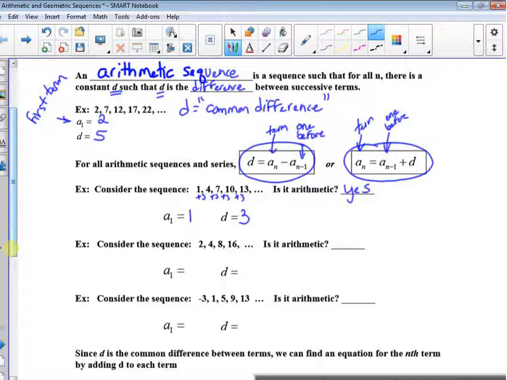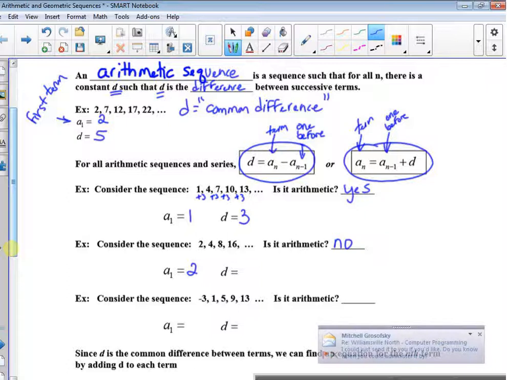The next example, 2, 4, 8, 16. You could say you're adding 2 and then adding 4 and then adding 8, or you could also say you're multiplying by 2, but you're not adding the same thing. It is not arithmetic. And a sub 1 is 2, and there is not a common difference.